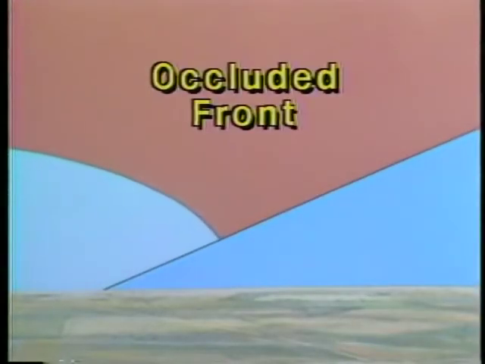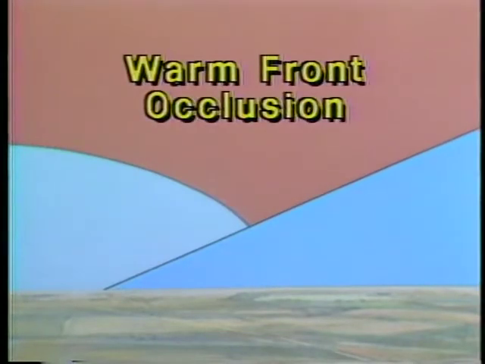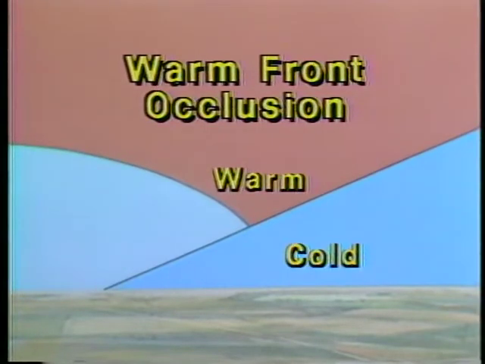One of the most complicated frontal systems is the occluded front. In this case, a fast-moving cold front is overtaking a slower-moving warm front. There are two types of occluded fronts. The one shown here is a warm front occlusion because the air ahead of the warm front is colder than the overtaking cool air mass. Of the two types of occlusions, this one produces the more severe weather.